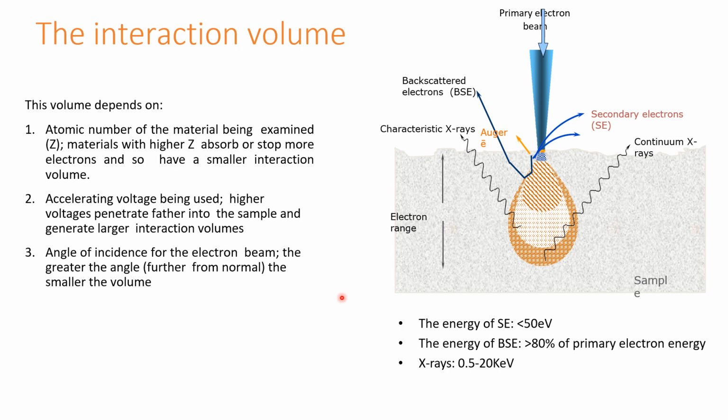The last one is the angle of incidence of the electron beam. As the angle of incidence increases, the interaction volume decreases. Here, I show the energies of secondary electrons and backscattered electrons. The energy of secondary electrons is less than 50 electron volts, and the energy of backscattered electrons is greater than 80% of the primary electron beam.